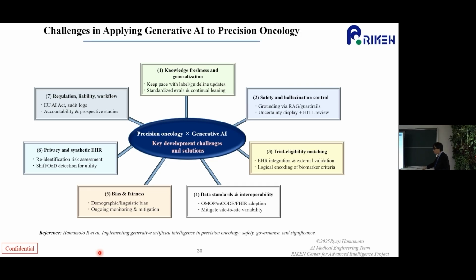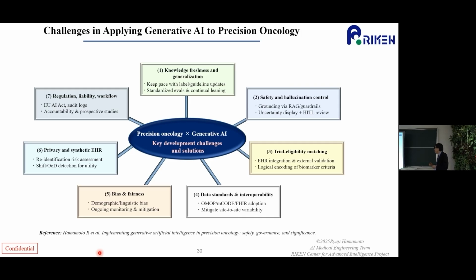The important point is that artificial intelligence is a very, very powerful tool, but artificial intelligence alone is not enough for diagnosis and treatment of any disease, I think. So the combination with RAG and HITL is important.